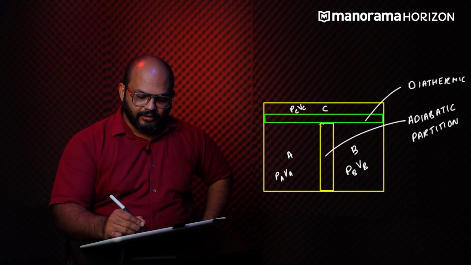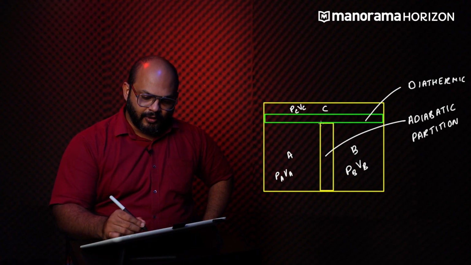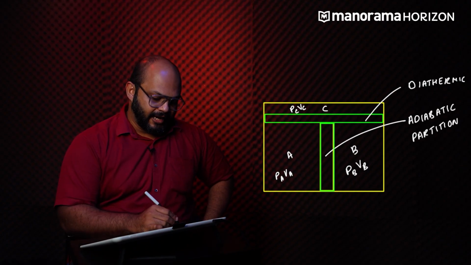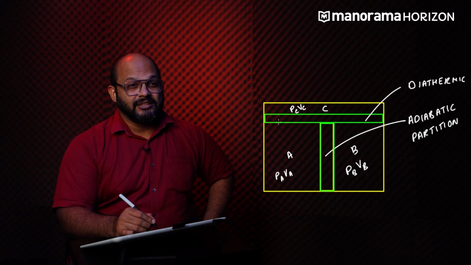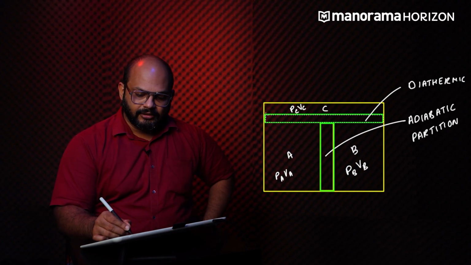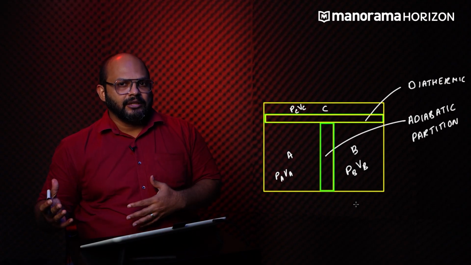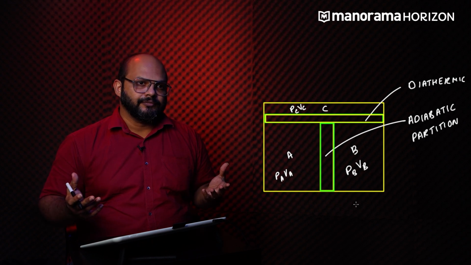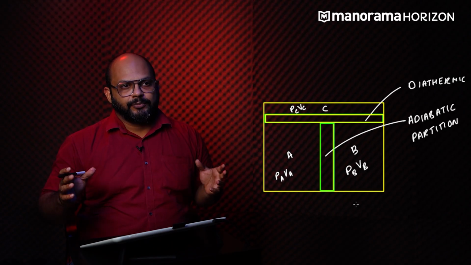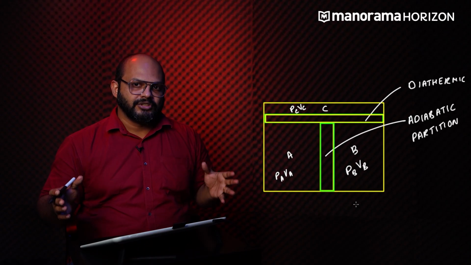I were to make this partition perfectly diathermic. So I'm changing this adiabatic partition to a diathermic partition. And if I were to change the previously diathermic partition to an adiabatic partition, I would still notice that gas A and gas B have reached thermal equilibrium. They are no longer changing their states. Their pressures and volumes have reached a point where they have stopped exchanging energy and now they are constant.